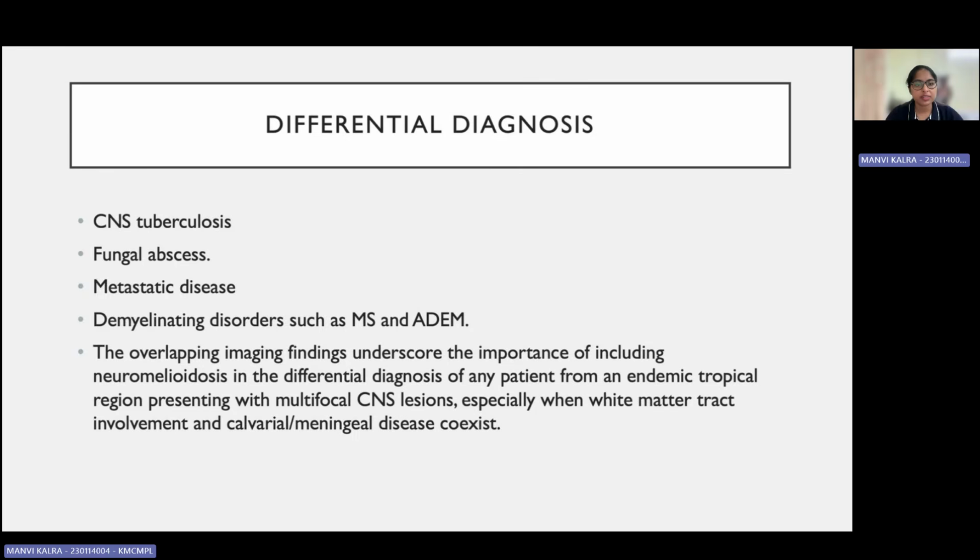The differential diagnosis includes CNS tuberculosis, fungal abscesses, metastatic disease, demyelinating disorders such as multiple sclerosis, and edema. The overlapping imaging findings underscore the importance of including neuromelioidosis in the differential diagnosis of any patient from an endemic tropical region presenting with multifocal CNS lesions, especially when white matter tract involvement is noted.